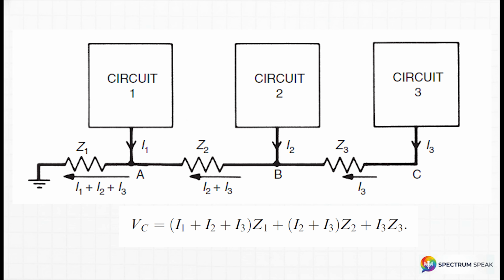Notice that compounding effect. The ground potential at Circuit 3 is the sum of the voltage drops across every single trace segment in the chain. And if you look closely, Circuit 1's ground potential at point A is directly carrying the current of Circuit 3. If Circuit 3 is, say, a noisy high-power device, it's going to violently swing the ground voltage of Circuit 1 up and down through that shared Z sub 1 impedance.